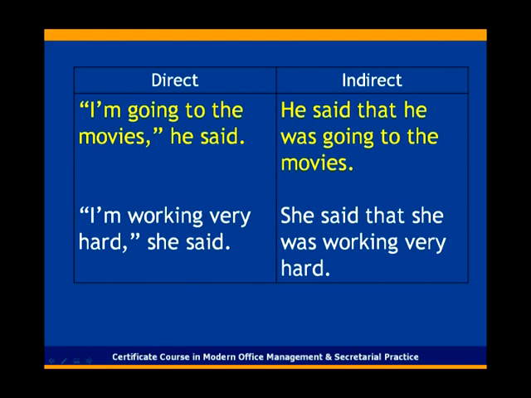Now look at the indirect version of this speech. He said that he was going to the movies. Did you notice how the verb within the quotation marks changed from the present tense to the past tense? Look at the next sentence. "I am working very hard," she said. This sentence shows direct speech. Now let's see how this sentence changes when we make it into indirect speech. She said that she was working very hard.